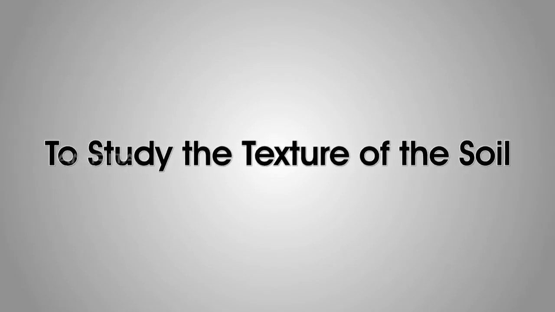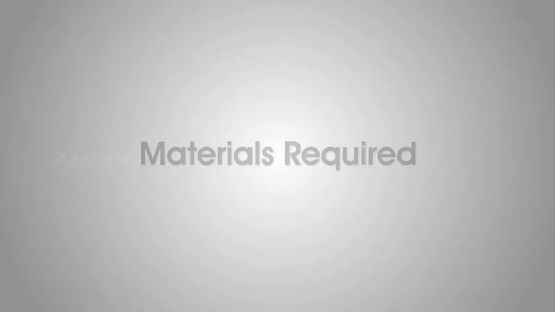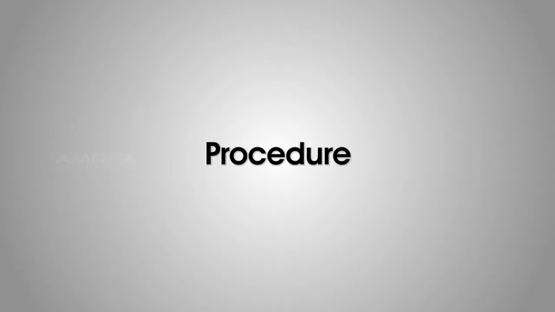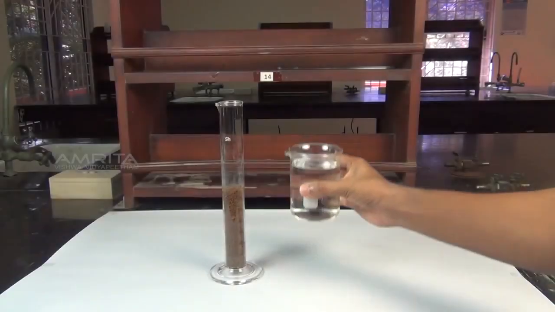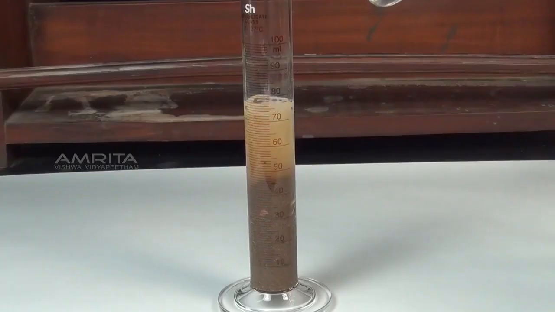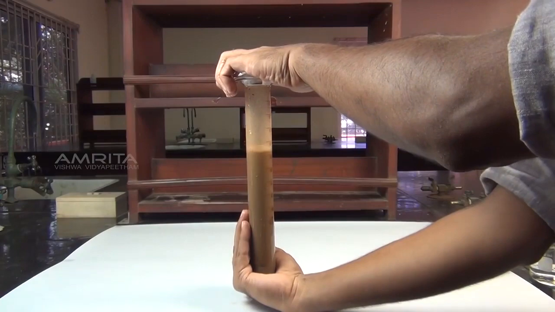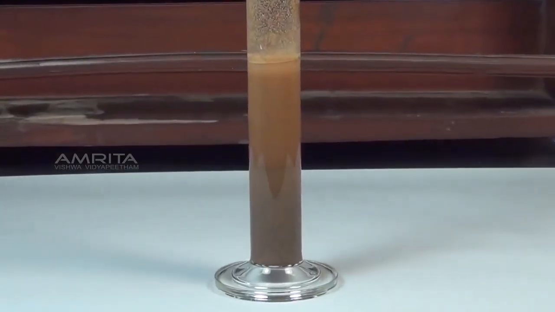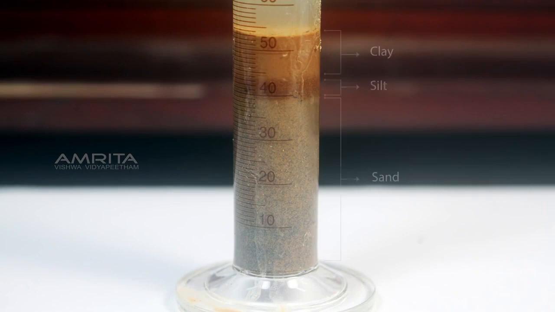To study the texture of the soil. Materials required: soil sample in a measuring cylinder and a beaker containing water. Procedure: take beaker containing water and pour some water into the measuring cylinder. Shake the measuring cylinder to mix the sample. Allow the soil particles to settle. Observe the thickness of the layers formed by different types of particles in the measuring cylinder.